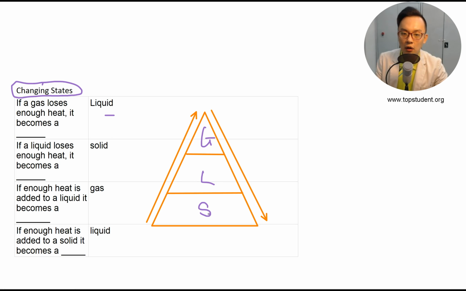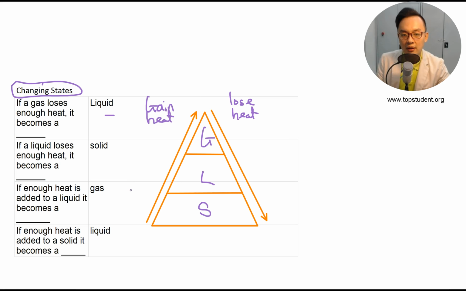All right, so GLS, or solid, liquid, gas from the top. Now this arrow is going up, this arrow is coming down. So this arrow going up means it will gain heat, and this arrow coming down means it will lose heat. Okay, so solid, liquid, gas, gain heat, lose heat. So solid to liquid going up, it will gain heat. Liquid to gas, it will gain heat. Gas to liquid, lose heat. Liquid to solid, lose heat.